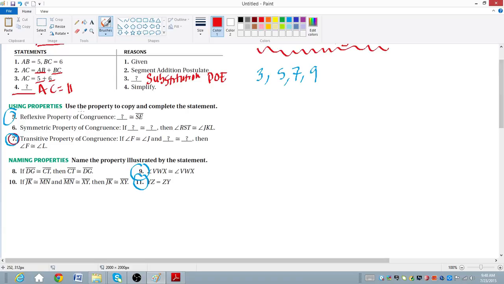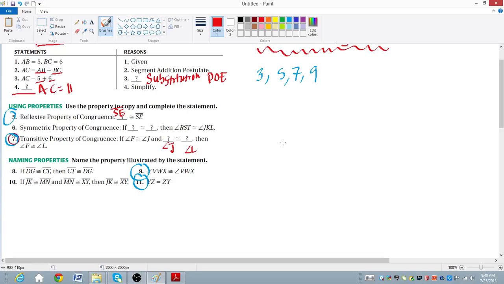Using properties, use the property to copy and complete the statement. Well, they're telling you reflexive property of congruence. Well, how do I know it's congruence? Because of this congruence symbol right here, and if it's reflexive, then it's got to be SE. Reflexive means SE is congruent to SE. Here, transitive property of congruence. Remember transitive property. If F is congruent to J, angle J is congruent to, since I see an L right here, then congruent to angle L, then angle F is congruent to angle L.